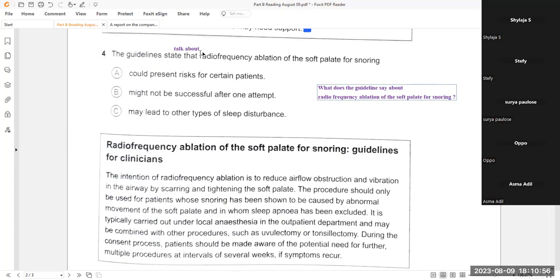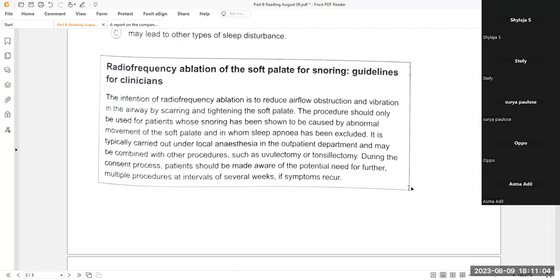So the guidelines talk about this topic. So we need to figure out what the guideline says about that particular topic. Okay, all of you take 55 seconds and go through the extract.